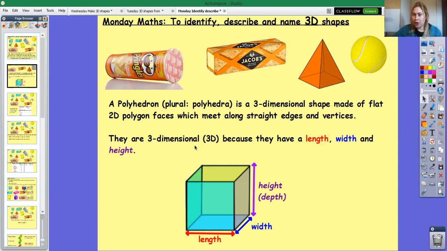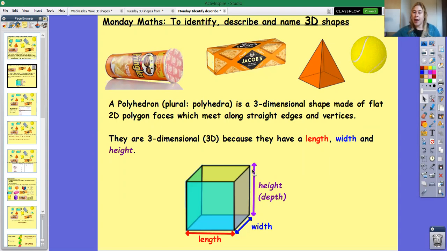They're three-dimensional, 3D, because they have length, width and height. So if we're looking at this shape here, it's a cube and it's made of square faces. If I look at the bottom here, this would be a square face, and a square has got a length and it's got a width. All 2D shapes have a length and a width, don't they? But the thing about 3D shapes is that they've got a height as well, or a depth.